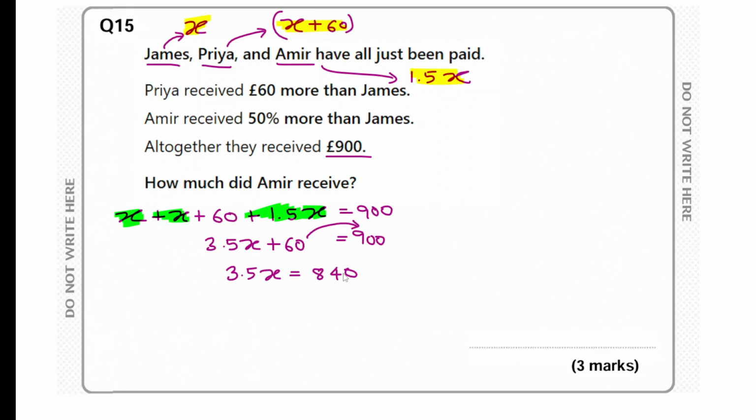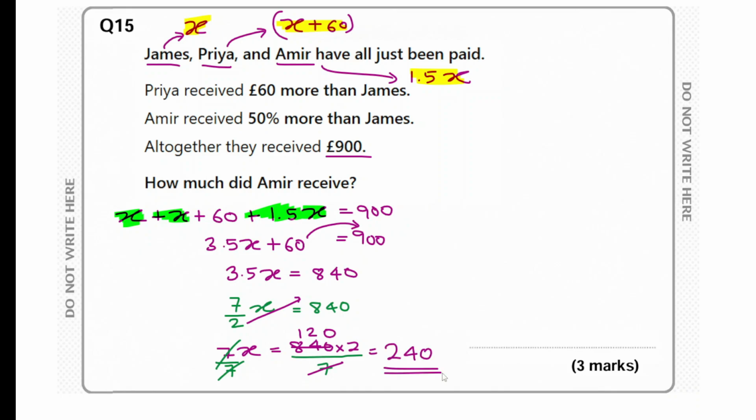Now I'll tell you a small trick here. Because this is a non-calculator paper, I would rather write 3.5 as 7 over 2 x. It's the same thing, isn't it? Because half of 7 is 3.5, is equal to 840. Now it's really easy. These two get cancelled out. 7 goes into 840 120 times, because I know 12 times 7 is 84. 120 times 2 gives me 240.